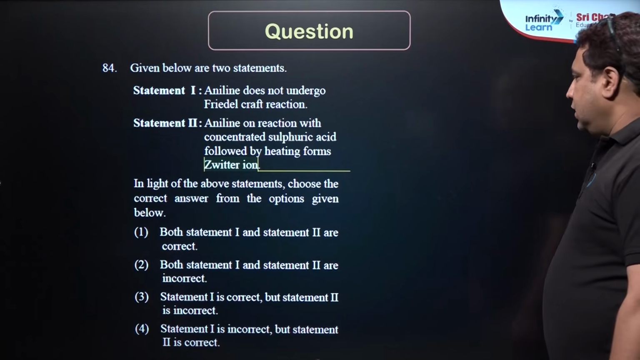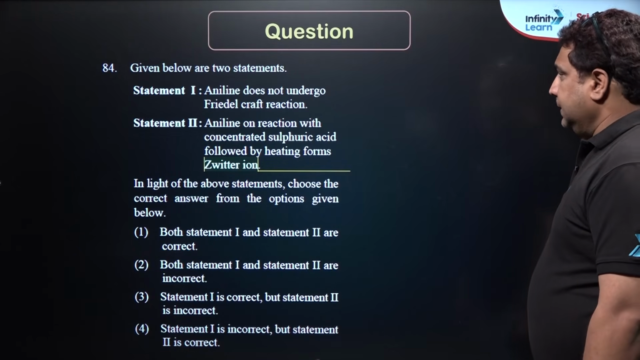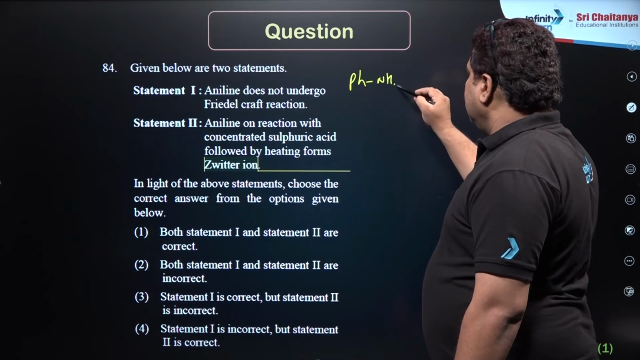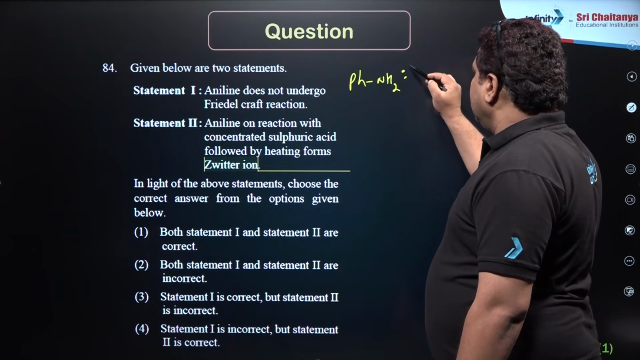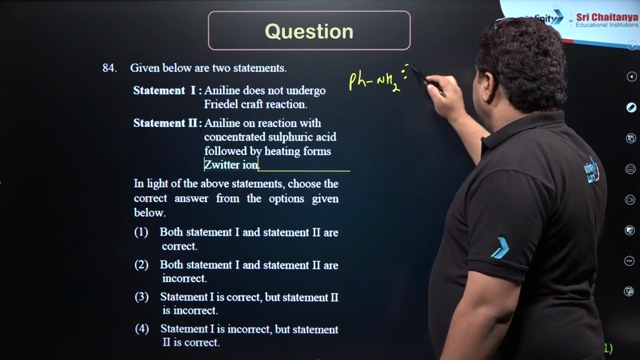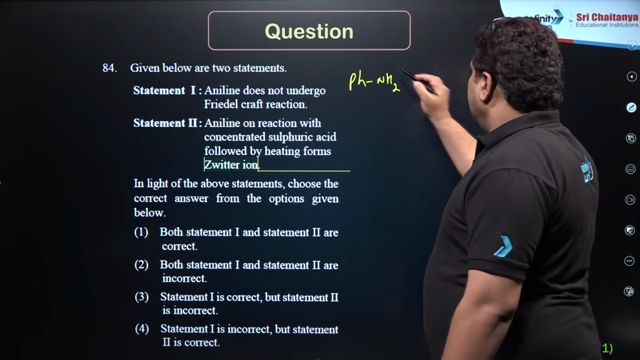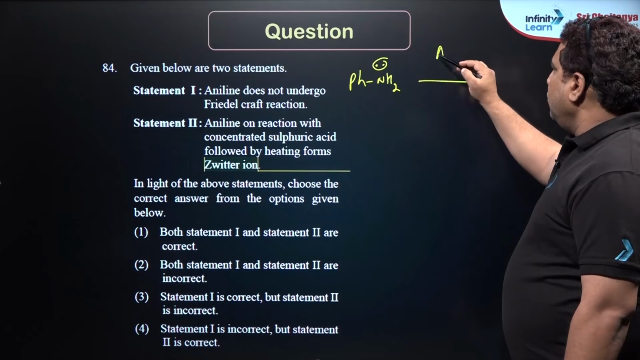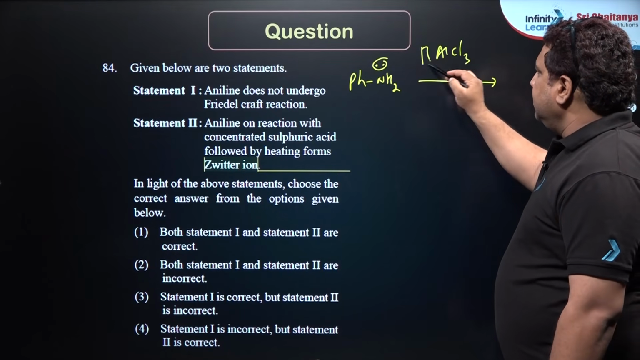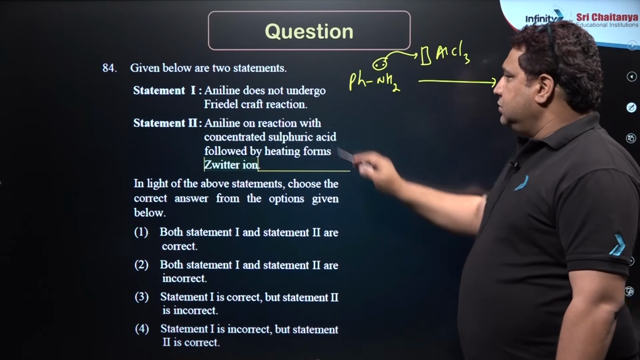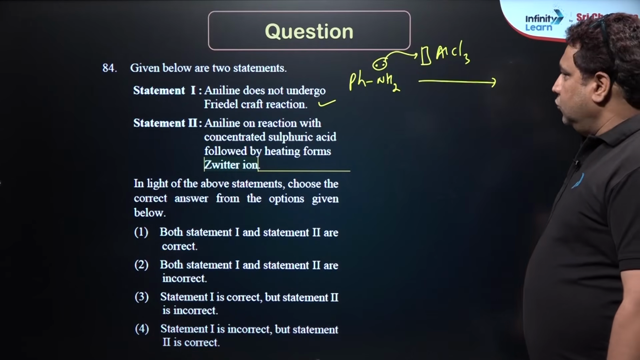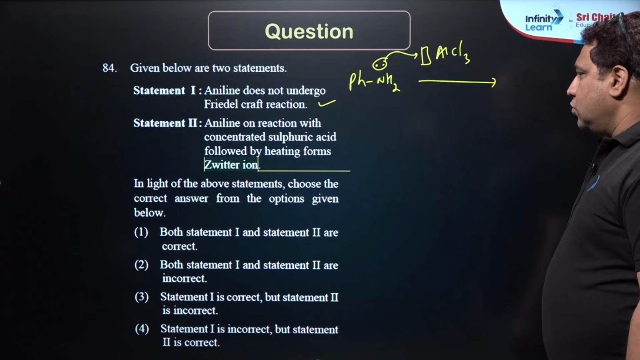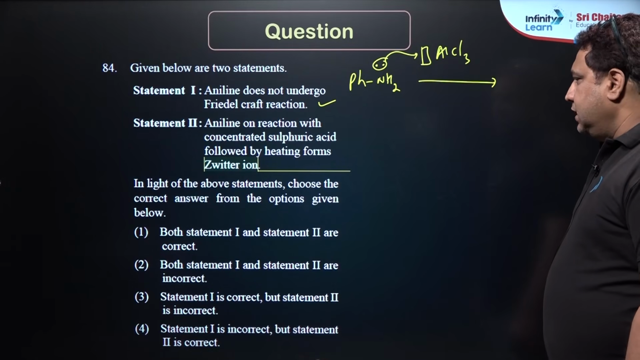Aniline does not undergo Friedel-Crafts reaction. Yes, because aniline, what it will do, the lone pair present on nitrogen, okay, one second. The lone pair which is present on nitrogen, in Friedel-Crafts we are having Lewis acid, AlCl3. So hence it will deactivate the Lewis acid. Statement is correct. So aniline deactivates Lewis acid. Aniline reaction with concentrated sulfuric acid followed by heating forms zwitterion.